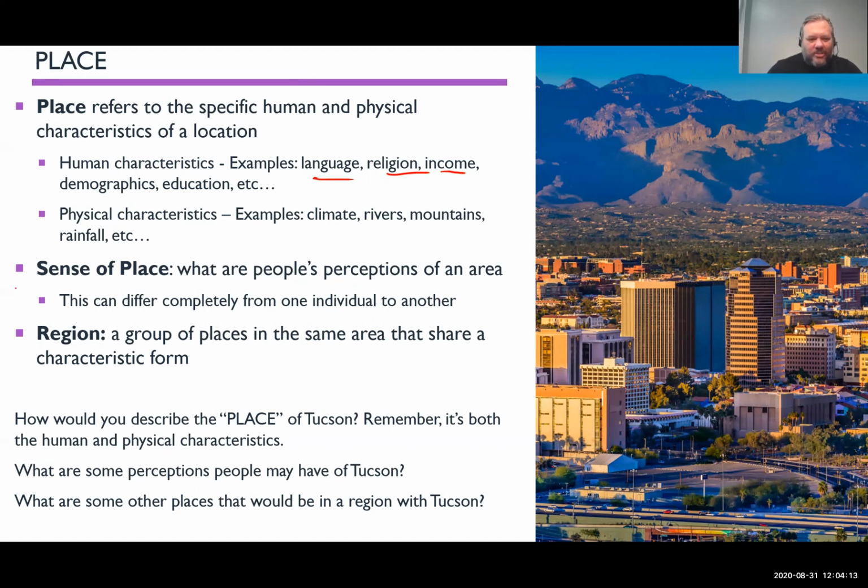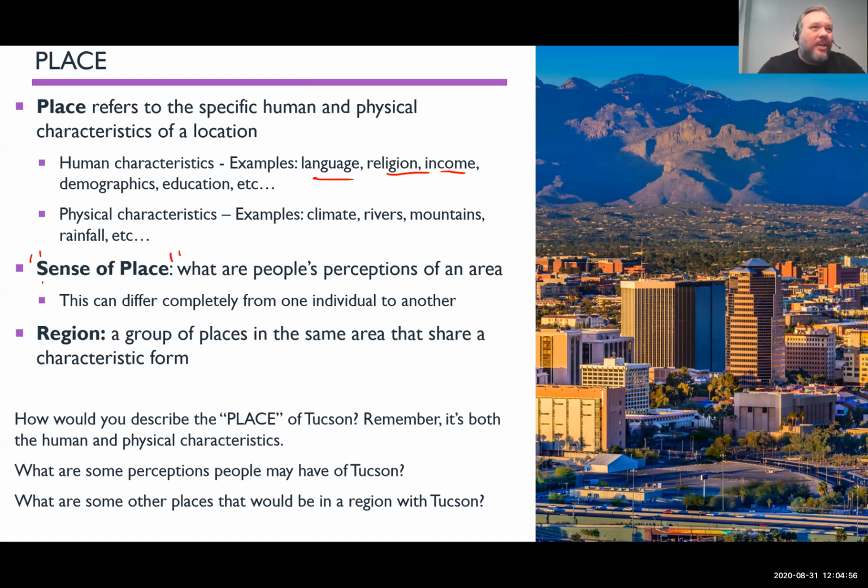Then we also have this thing called a sense of place. When you have a sense of a place, it's what your perception is of that place. I'll use myself as an example. When I lived on the East Coast, in South Carolina and Georgia, and I heard about Tucson, the only thing that came to my head were cactus and hot desert. That was my sense of a place. When I got out here, I realized there's a lot more to it. My perception of Tucson changed dramatically once I was here. It's still cactus and hot desert, but there's so much more to it.